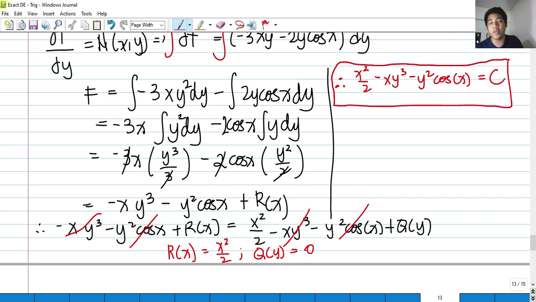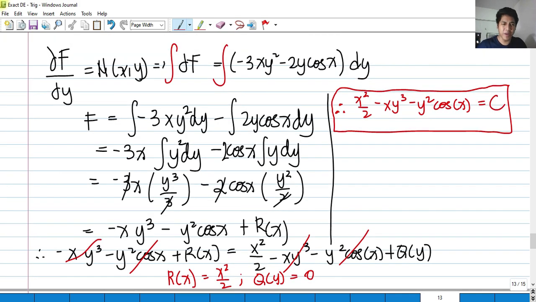I'm so sorry for some major and minor terms here. I just completely forgot. So thank you so much for listening. This is our final answer for our differential equation.